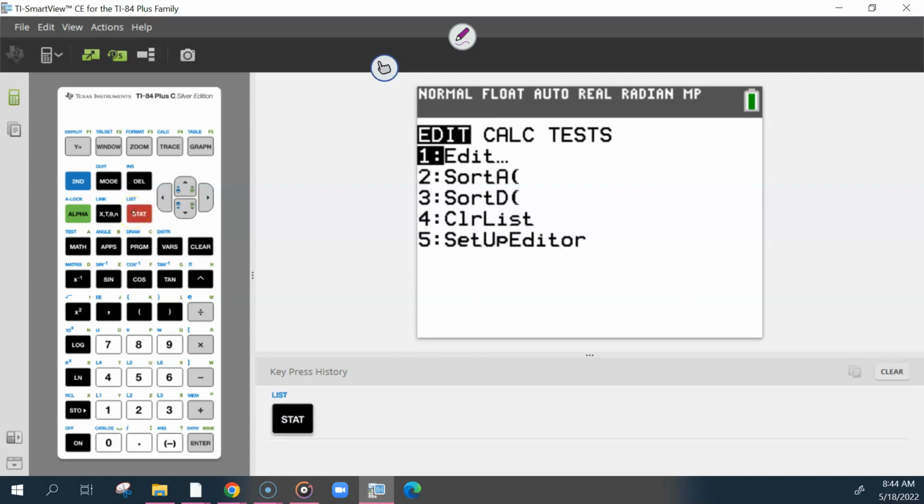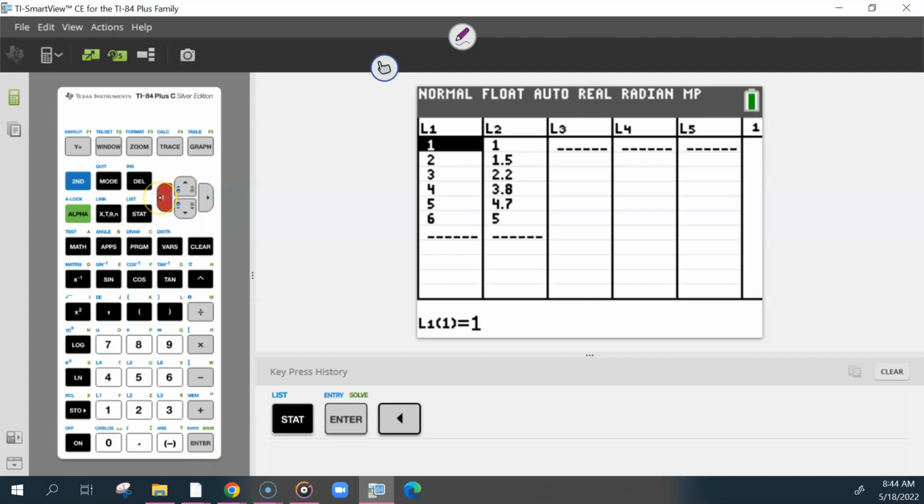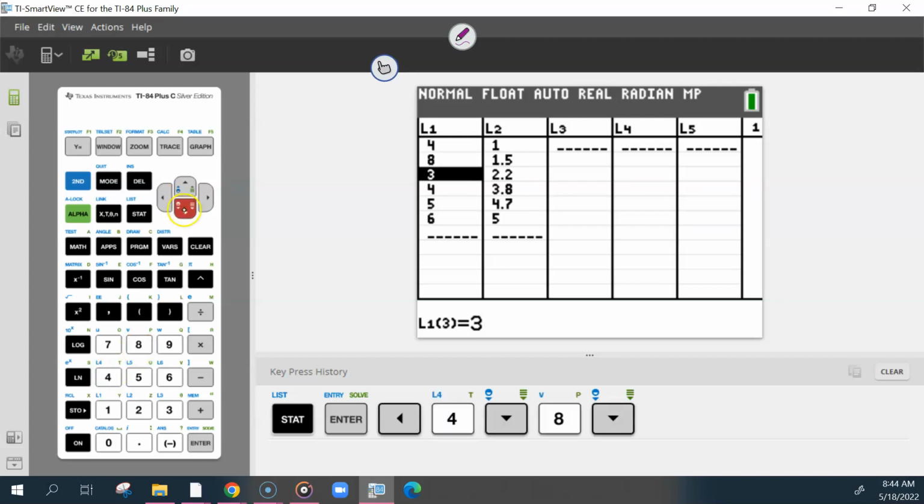Going to stat, going to edit, put in all of your numbers. These are not the right numbers. On your calculator, on a physical calculator. This we're doing for the decimals. We will do that later.